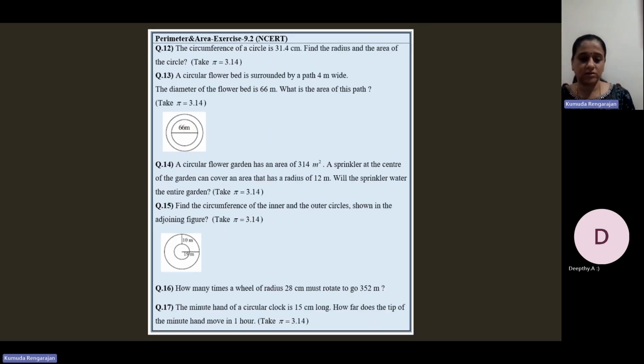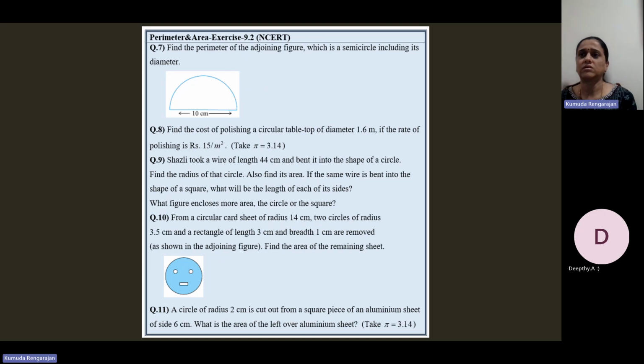Let's just discuss the important ones here. So now we have a circular sheet in question number 10. You can see the figure here. There's a circular card sheet of radius 14 centimeters, and two circles of radius 3.5 centimeters and a rectangle of length 3 and breadth 1 are removed. Find the area of the remaining sheet.